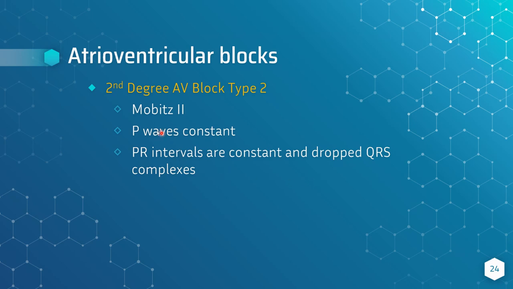And I did note in here that the P waves are constant. If you measure the P waves from one P wave to the next and march it out throughout the rhythm strip, you'll notice that in all types of heart blocks, they're all going to measure out. And if they don't, then you're going to be dealing with something else.